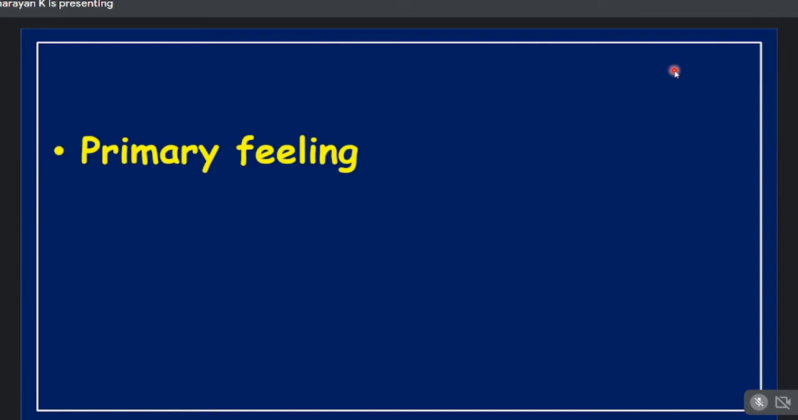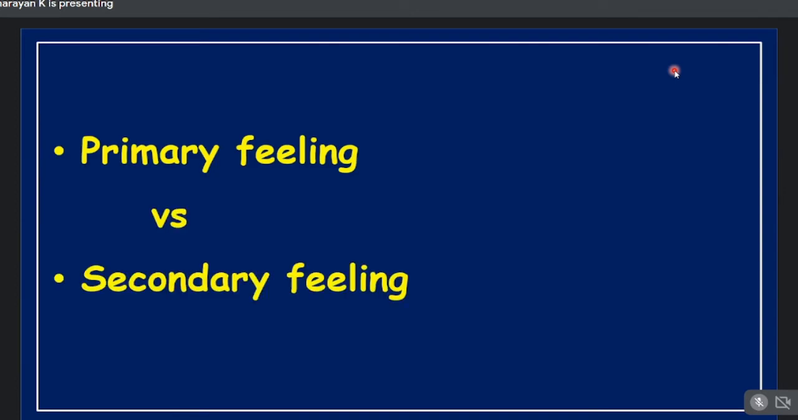Second thing is something called primary feeling and secondary feeling. What is primary feeling? What is secondary feeling? I'll explain this in a moment. When a student does badly in an examination and the student comes to see you, you are very angry. The student has not done well and you show your anger. Anger is secondary feeling, but the primary feeling is what? Sadness, disappointment. My dear student has not done well, he has not learned. I am sad. I am feeling very bad that the student is not. Primary feeling is sadness, disappointment.